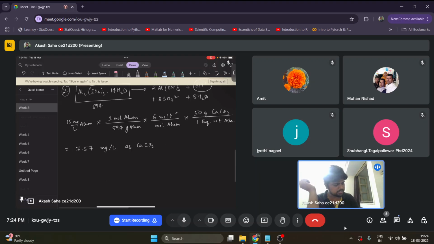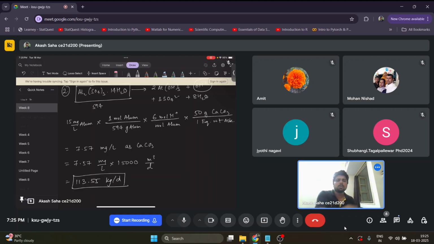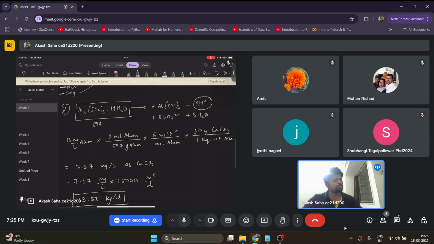And simply if you multiply it with the discharge, milligram per liter into the discharge, you will get 113.55 kg per day of alkalinity consumed. So concentration into discharge, we can get the amount of alkalinity that is being consumed per day. So based on the number of moles of acid or H plus being released, we have to find out the alkalinity.